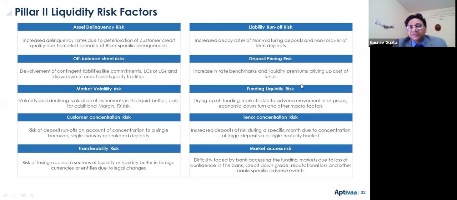And there is another set of risks given by the regulator. This is a long list, so I have highlighted only a few of them. These pillar 2 liquidity risks the bank should assess in their ILAAP and see whether they are material for them. And if they are material, obviously, then you need to provide liquidity for all those aspects.